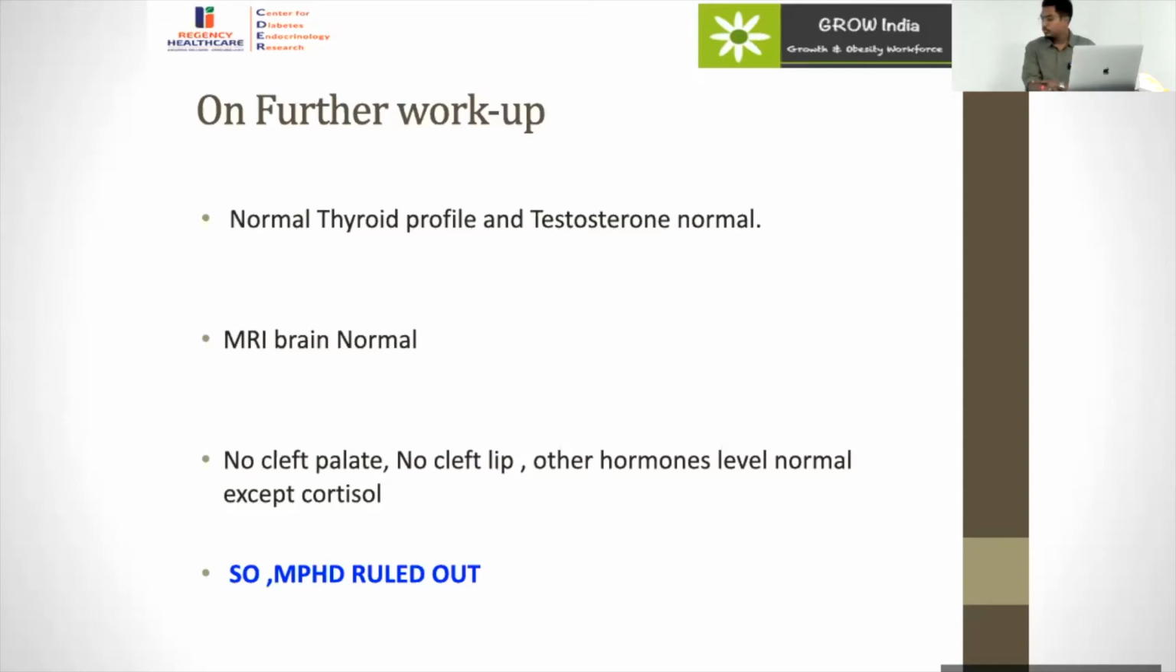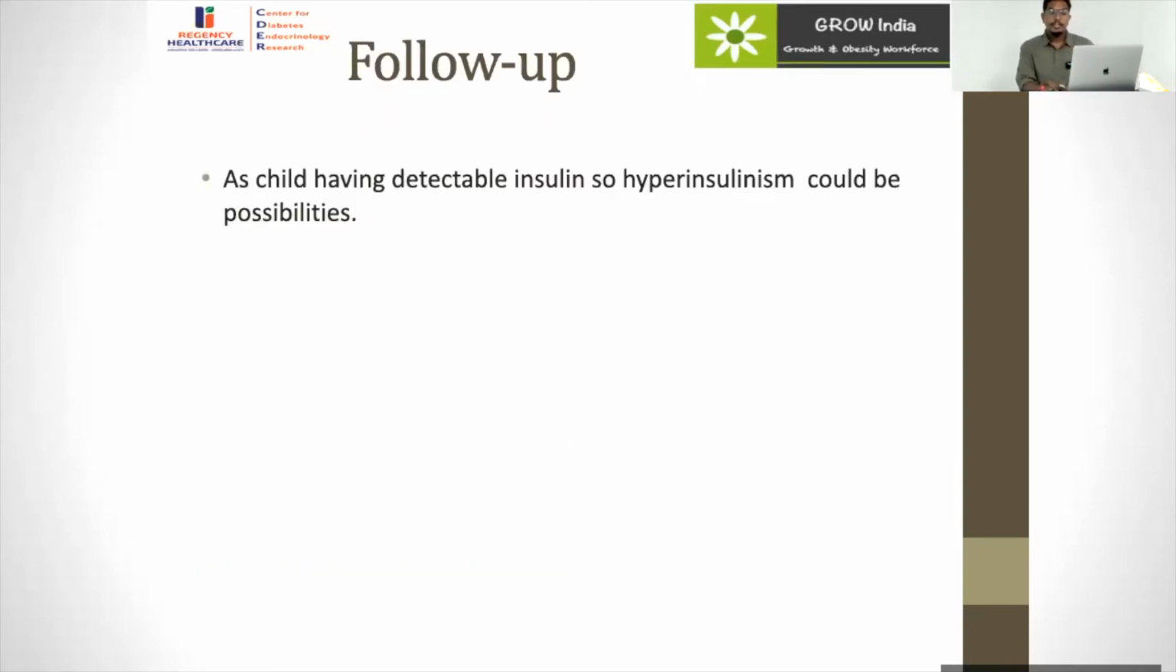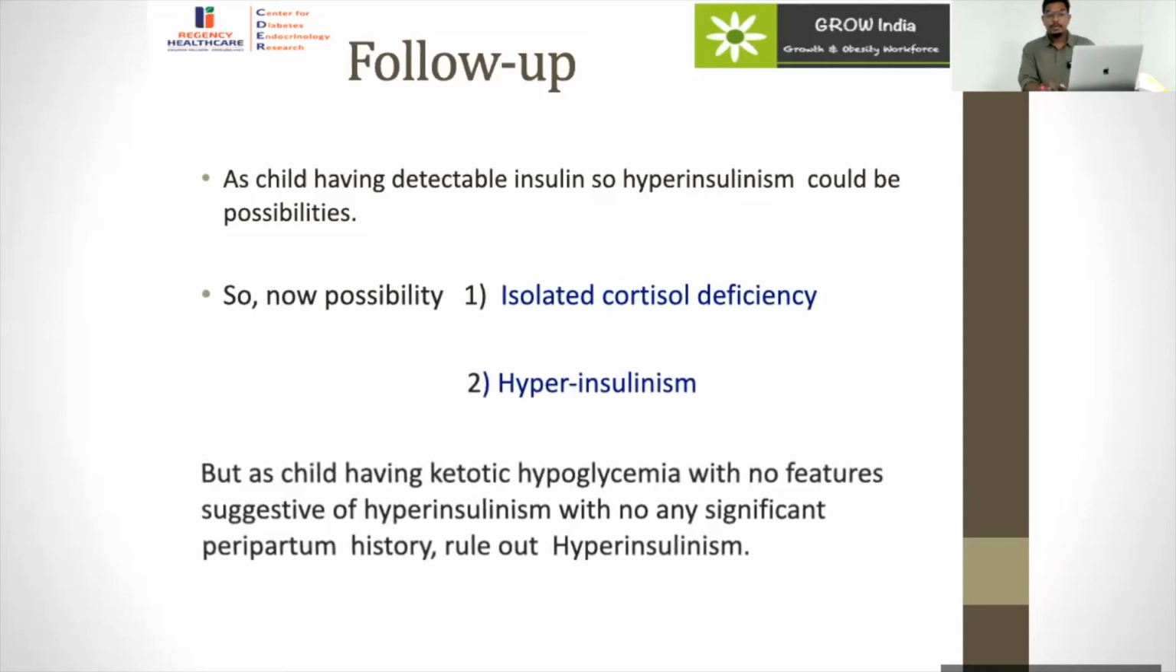So now if you look at the entire picture, multiple pituitary hormone deficiency becomes less likely. As the child has no other features like cleft palate, cleft lip, and other hormone levels are normal except cortisol, MPHD is ruled out. As the child has detectable insulin, hyperinsulinism could be a possibility. So we can keep now two possibilities: isolated cortisol deficiency and hyperinsulinism.